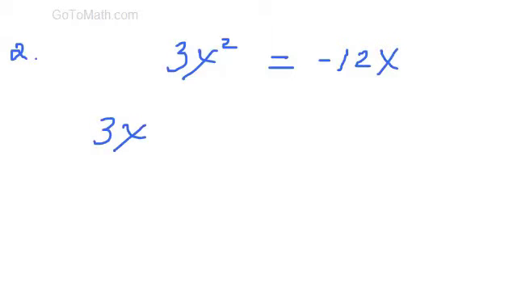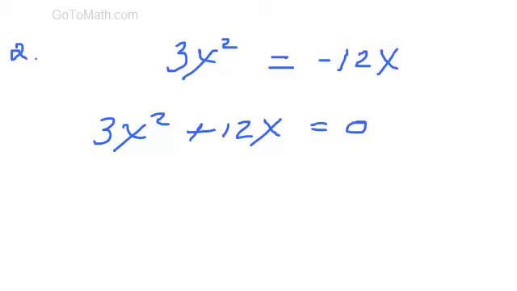We'll label that one as 2. So we have 3x squared is equal to negative 12x. So I want to take this over to the left hand side. So we have 3x squared plus 12x, and that is going to be equal to 0.